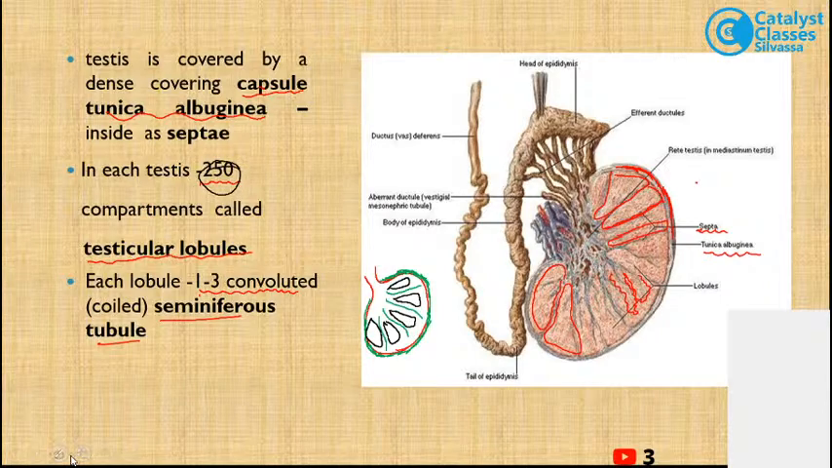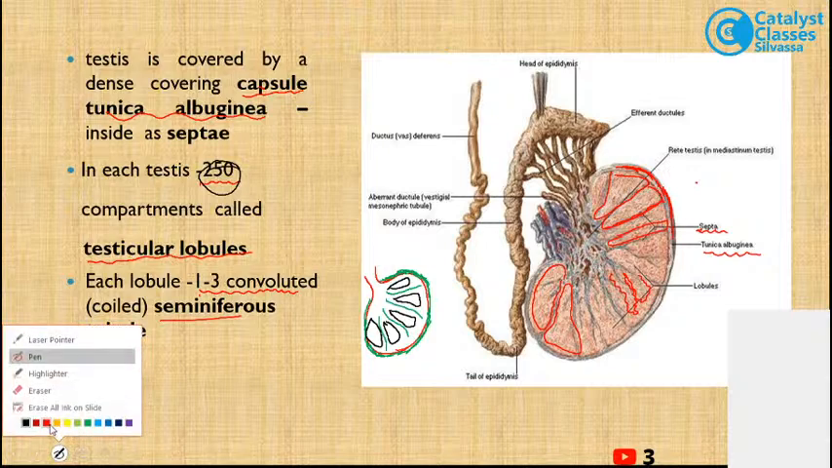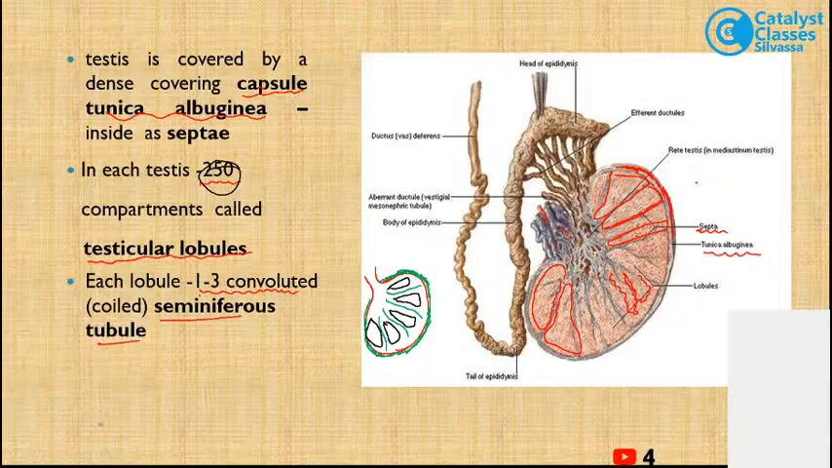और हर एक testicular lobule में what you will see is the seminiferous tubules. कितनी seminiferous tubules होती हैं? 1 से लेकर 3 तक. The coiled tubules are said to be the seminiferous tubules. Okay, so this is the complete structure of the testis. Now, connected just to the testis, you will see that there are certain accessory ducts. So now what we are going to study is about these accessory ducts.